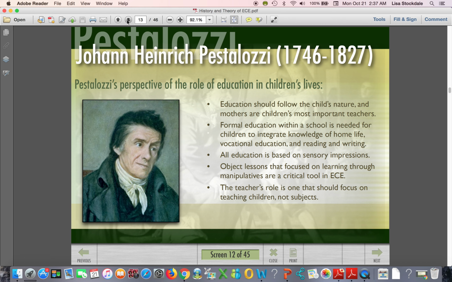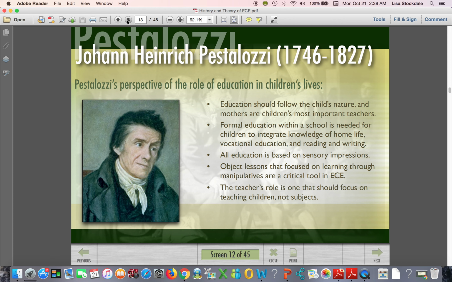Pestalozzi believed that education should follow the children's nature and that mothers are children's most important teachers. He believed that formal education within a school is needed to integrate knowledge of home life, vocational education, and reading and writing. So he believed in integration, didn't he? He believed that all education is sensory, and he used object lessons that focused on learning.